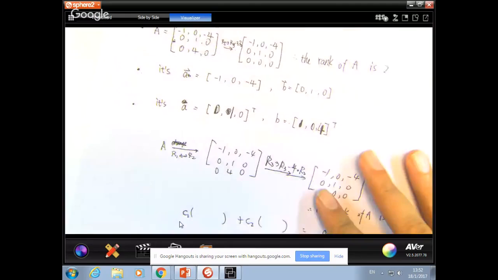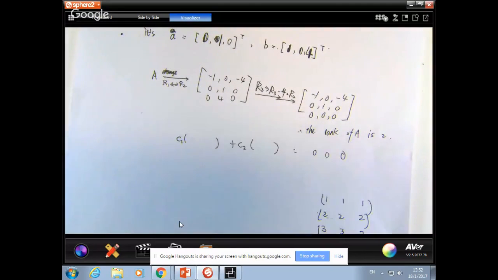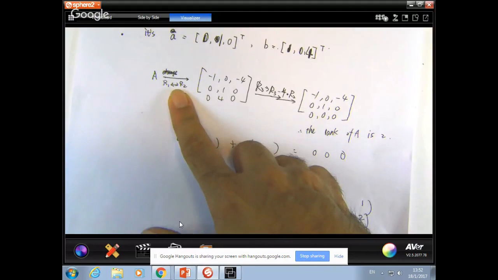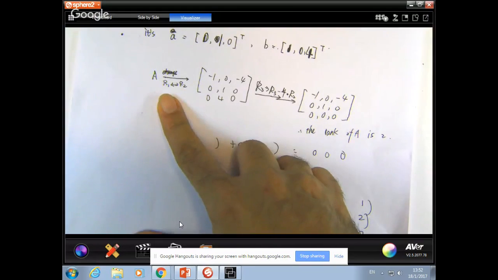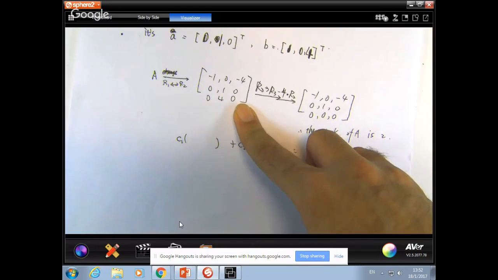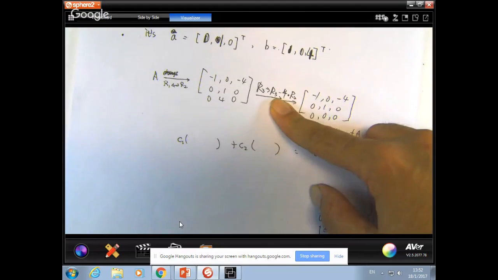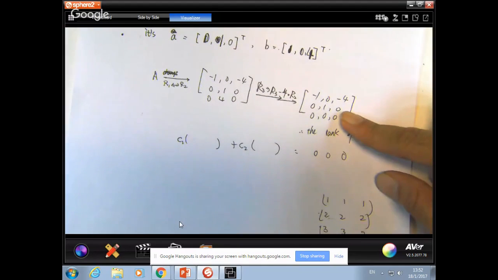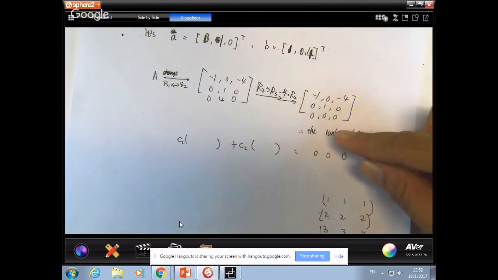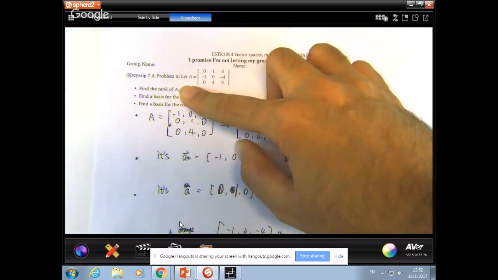So let's focus on this part. Here's what Jeremy and his group mates did. First of all, he interchanged the first two rows. The notation for that is R1 left-right arrow R2. When he interchanged the rows, he got this. Then he did this further row operation, and he got it in this form. The last row is all zeros. Now, the first part of the question was: find the rank of A.